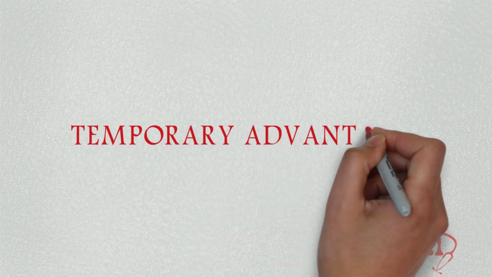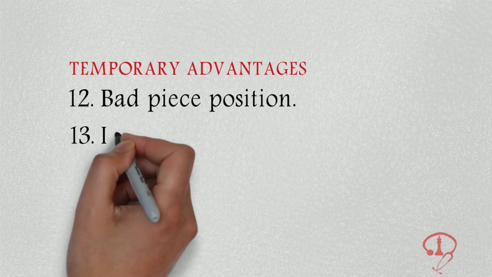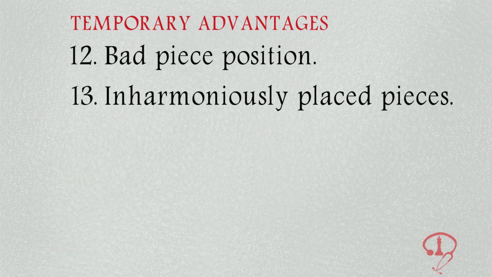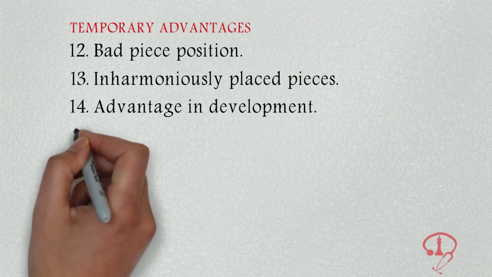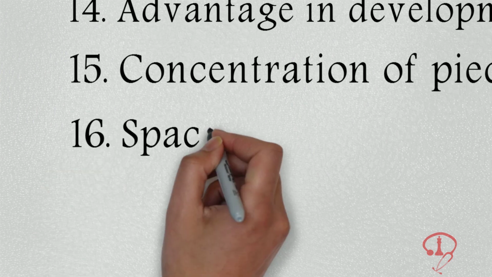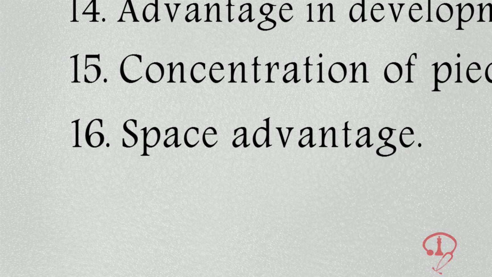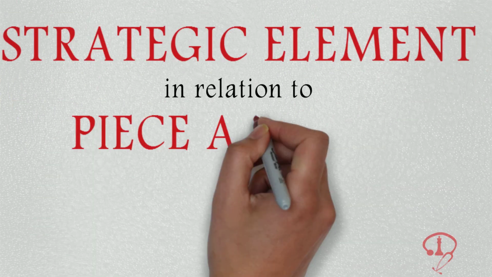The temporary advantages that Steinitz identified were number 12, bad piece position, number 13, inharmoniously placed pieces, number 14, advantage in development, number 15, concentration of pieces in the center, or centralization, and the last one is number 16, a space advantage. We will now move to the chessboard to analyze each strategic element in relation to piece activity.